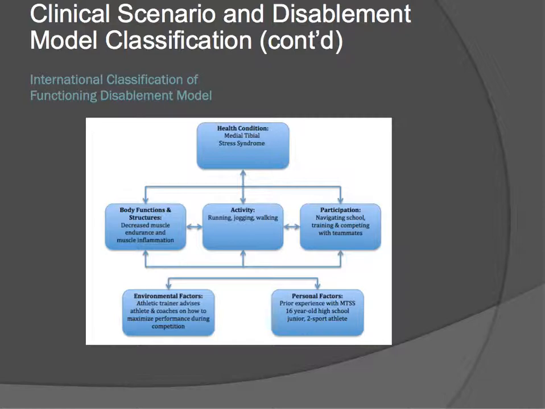Environmental factors: the athletic trainer advises the athlete and coaches on how to maximize performance during competition and minimize discomfort during all other times. Personal factors: the athlete has prior experience with medial tibial stress syndrome. The athlete is a 16-year-old high school junior and a two-sport athlete.